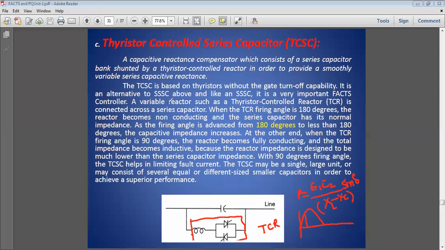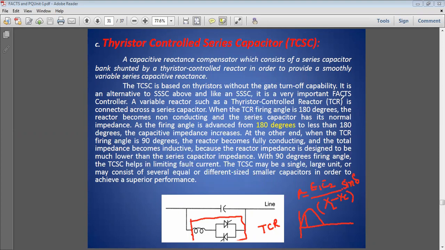Why? It is again similar to the STATCOM. In the case of STATCOM, we use a static voltage generator, similar to the SSSC, which is costlier as compared to the TCSC. So the TCSC cost is smaller as compared to the SSSC.